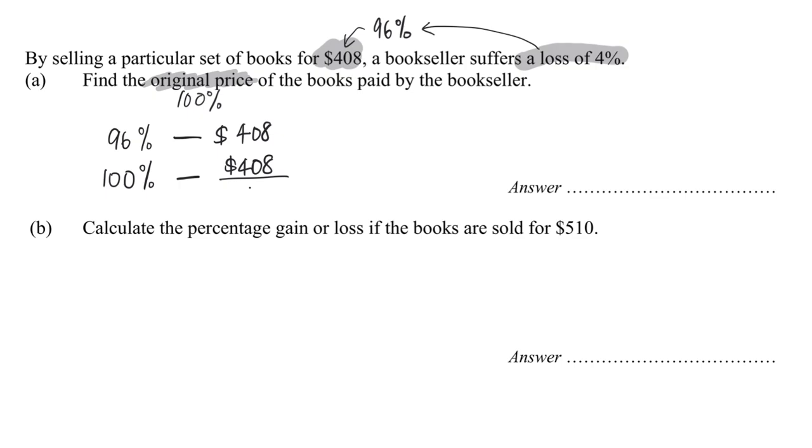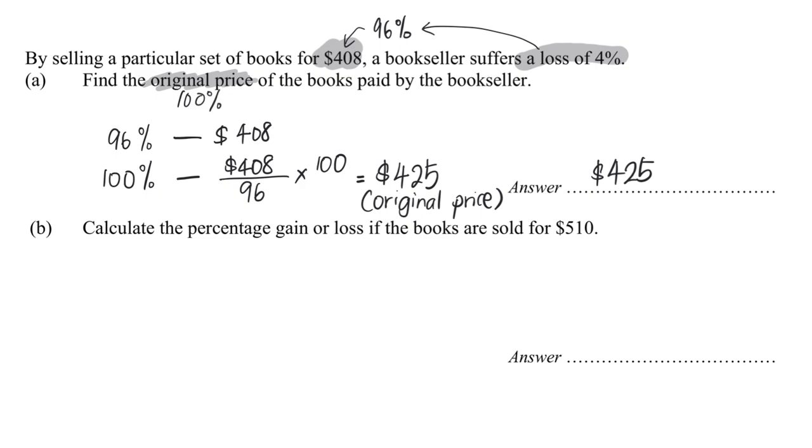408, I will have to divide by 96 to get 1%. Then I multiply by 100. This will give me a value of $425. And that will be my original price.